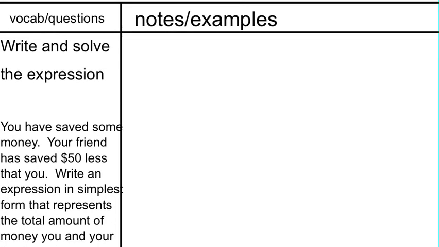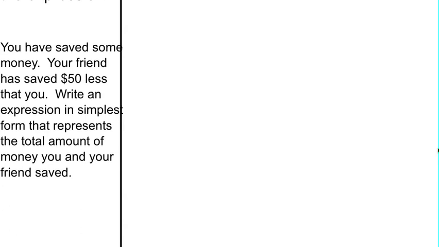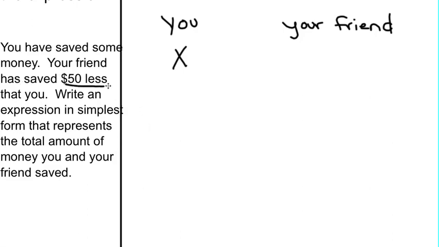All right, let's talk about some of the word problems here. You have saved some money. Your friend has saved $50 less than you. Write an expression in simplest form that represents the total of money you and your friend saved. So here is you, here is your friend. We don't know how much money you saved, but we're going to call it X. You saved X. We know that your friend saved 50 less than you. So if this is how much you had, take 50 away from that, and that's how much your friend has. I want to know the total amount that you saved together. So you plus the money your friend saved is your total amount.